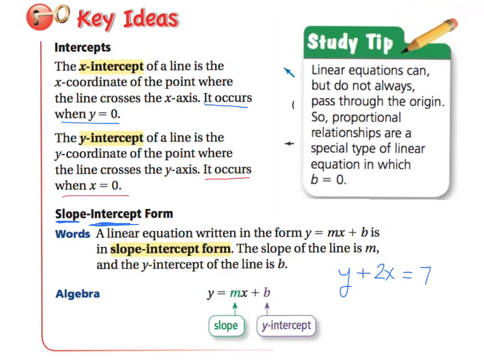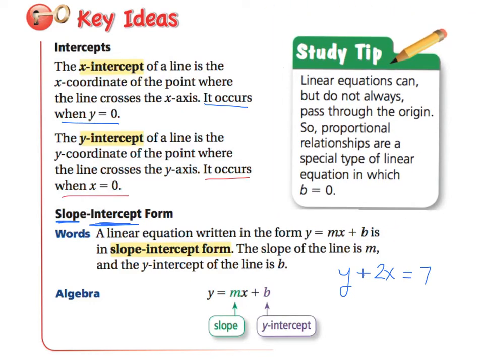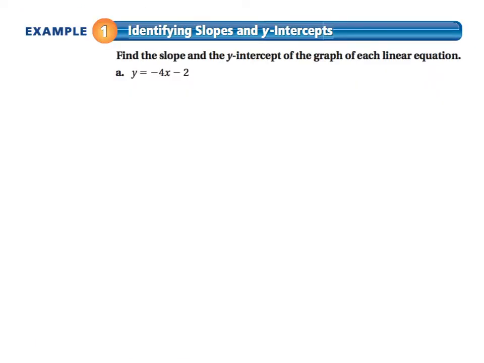Now we also have this study tip. This study tip says that linear equations can be, but not always, pass through the origin. Obviously they can pass through the origin. That's when you have a proportional relationship, or direct variation. So proportional relationships are special types of linear equations in which b is 0. If b is 0, that's when you get your y equals mx or your y equals kx. In example 1, we have to find what the slope and what the y-intercept would be.